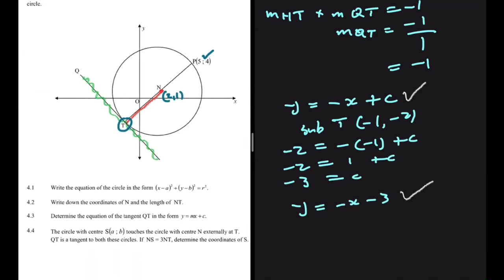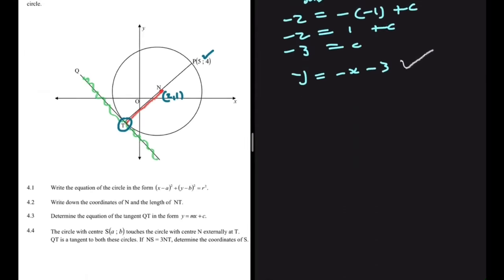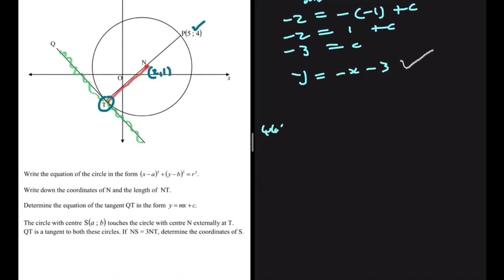Let's move ahead and do 4.4. So in 4.4, the circle with center S of coordinates a and b touches the circle with center N externally at T. QT is a tangent to both of these circles. If NS is equal to 3NT, determine the coordinates of S. Yeah, there's a lot going on there.